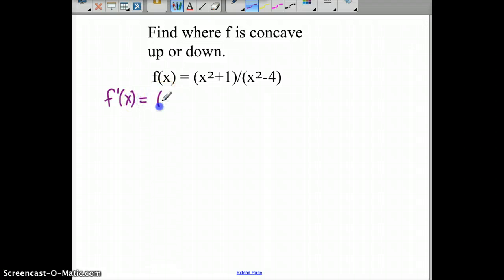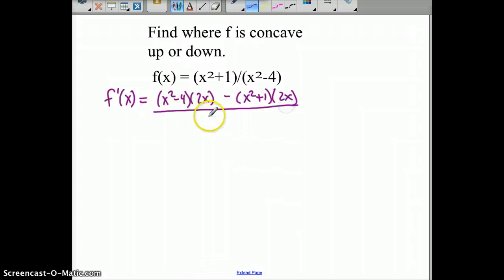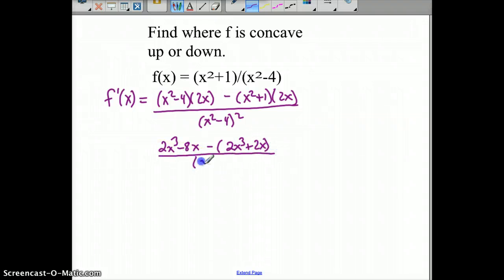So this is low d high minus high d low, all over low squared. So I have 2x cubed minus 8x minus 2x cubed plus 2x, all over (x squared minus 4) squared. So that's going to be 2x cubed minus 8x minus 2x cubed minus 2x over (x squared minus 4) squared.